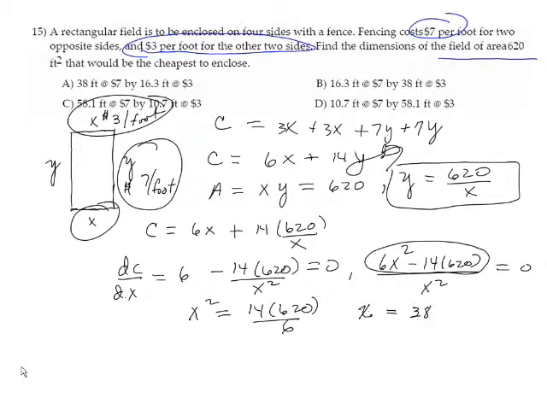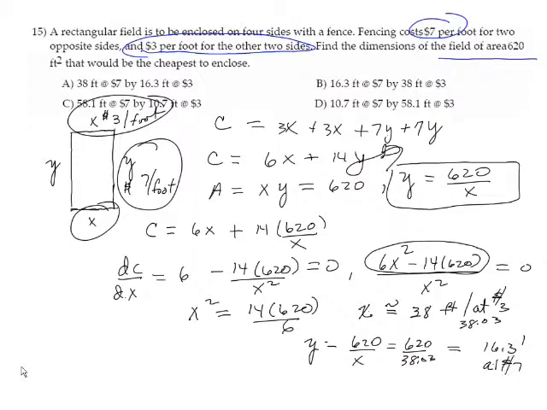38 feet. That's at $3. And that's approximately 38. I believe it's actually 38.03. And substituting in for x and getting y, we get y is equal to 620 over x, and that is equal to 620 over 38.03, and that is 16.3 feet, and that's at $7. So it looks like the answer is B.